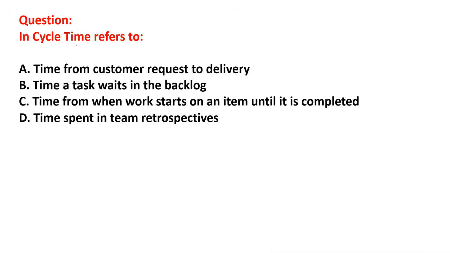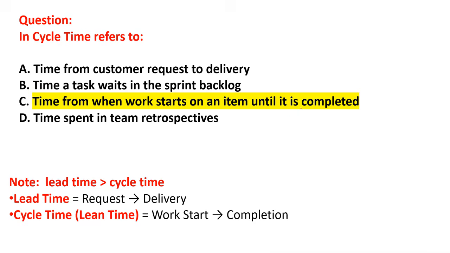Now, what is the cycle time? Time from customer request to delivery? No, customer request to delivery is the lead time. Time a task waits in the backlog? No. Time from when the work starts on an item until it is completed. So note, lead time is greater than cycle time. Lead time is request to delivery, cycle time is work start to completion.